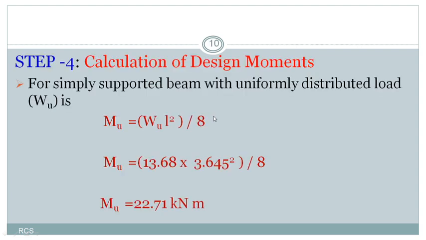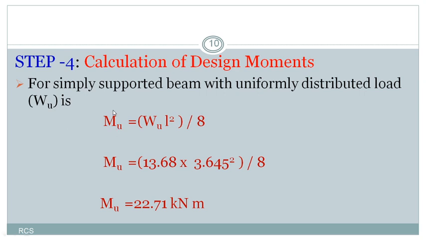Then we have to calculate the design moment, or factored moment. As we are designing a simply supported beam carrying a UDL throughout, what will the maximum bending moment be? This formula we can derive from the concept of strength of materials, in the shear force and bending moment topic. When a simply supported beam is subjected to UDL throughout, the maximum bending moment occurs at the center of the beam, that is WL square by 8.